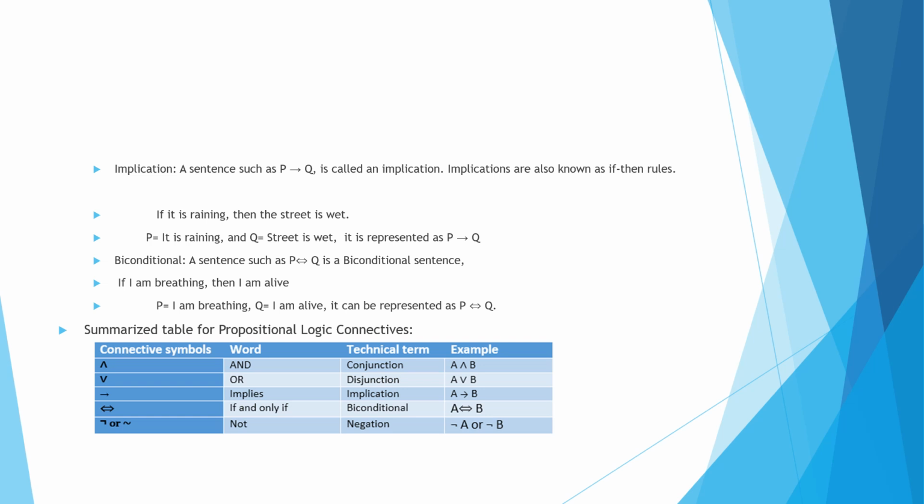And the last one, we say negation symbols. So we use the word not, and we use the technical term negation, and we see the example. How will we write it? Negation of P.